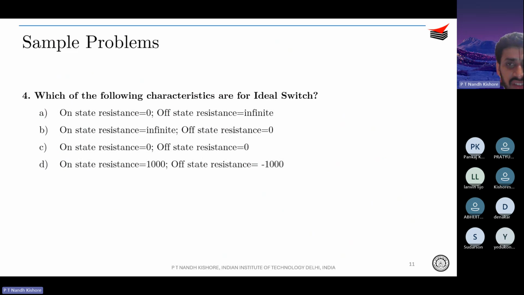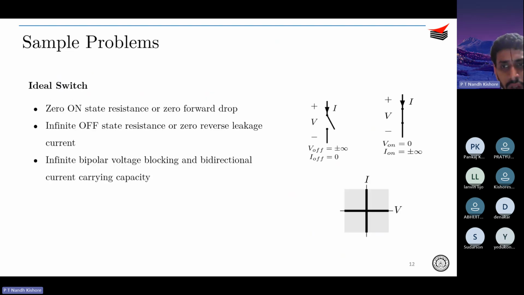Which of the following characteristics are for an ideal switch? On resistance is 0 and off resistance is infinite, and so on. So what is your ideal switch? As we discussed in the starting as well, an ideal switch should be able to block bidirectional voltage, and it should be able to conduct bidirectional current. That is, it should be able to conduct from anode to cathode and cathode to anode, and of course block voltage, forward or reverse. Ideally, you want to emulate a 4-quadrant switch. So that is your ideal switch.